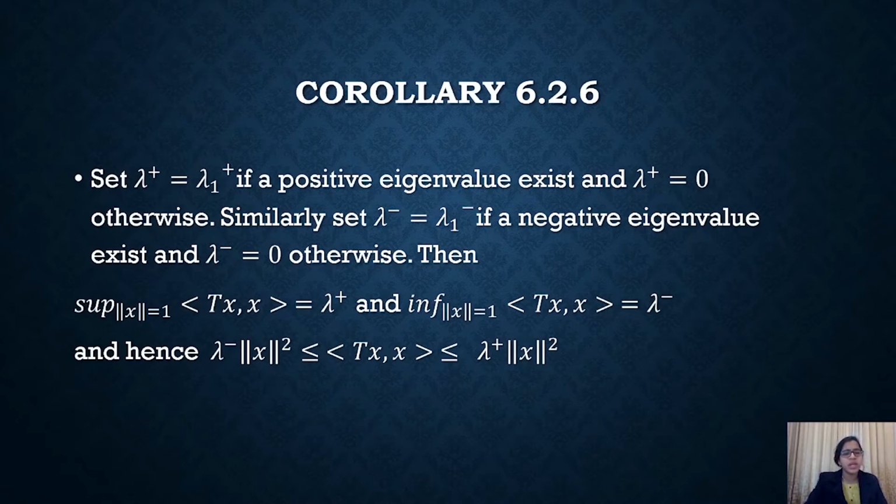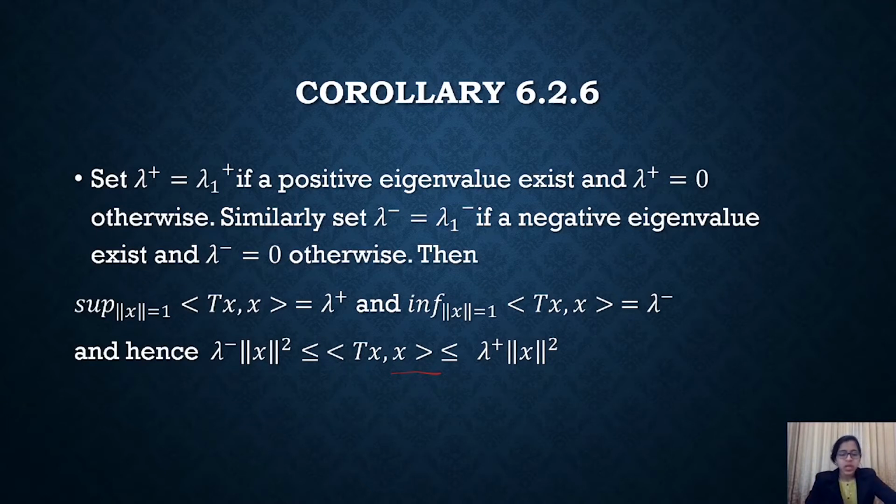This is easily obtained from the supremum and infimum values, because if you just see this expression, the supremum over norm x equal to 1 of the inner product T x, x is equal to lambda plus. So clearly lambda plus will be greater than or equal to the inner product T x, x, and we are just multiplying by another positive value, so clearly this will be true. Or here you can treat norm x as 1, so this is just 1 itself. Similarly we'll get the other inequality. So this inequality can be easily proved once we prove this.